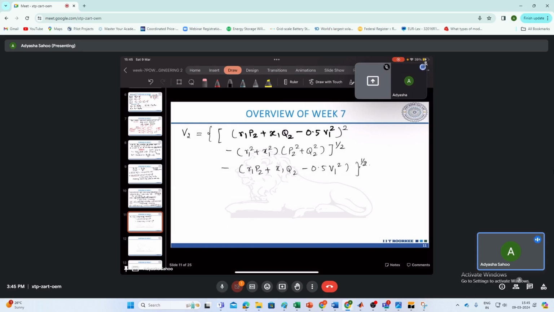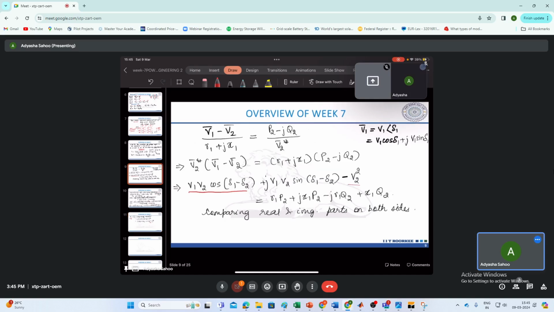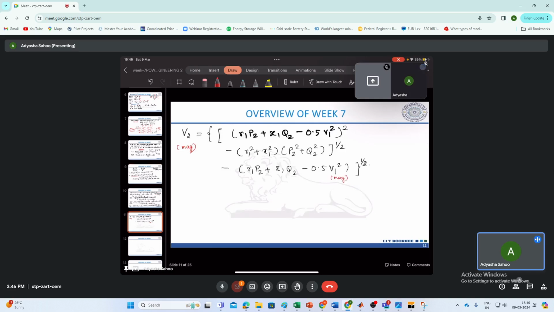So here remember, this V1 is the magnitude. These are all magnitudes, right? Here I had written V1 was the magnitude and delta 1 was the angle. So from here, we have eliminated the angle parts, delta 2 and delta 1, and we get the equation only in terms of magnitude. So using this relation, we will see the second method.